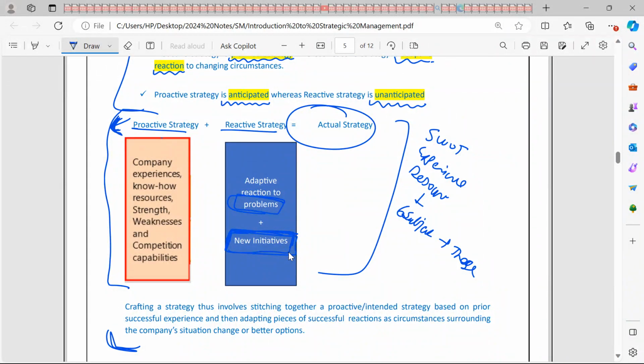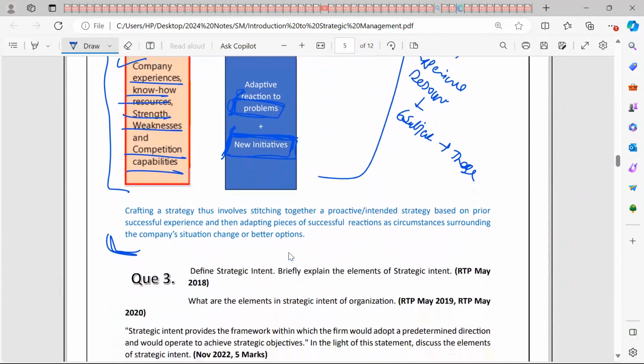So what is proactive strategy? It is based on company experiences, company know-how, resources, company strength, weaknesses, and competition capabilities. Then this is proactive strategy. Now what is reactive strategy? Reactive strategy is formed in reaction to the problems and new initiatives. So this is the combination of actual strategy.